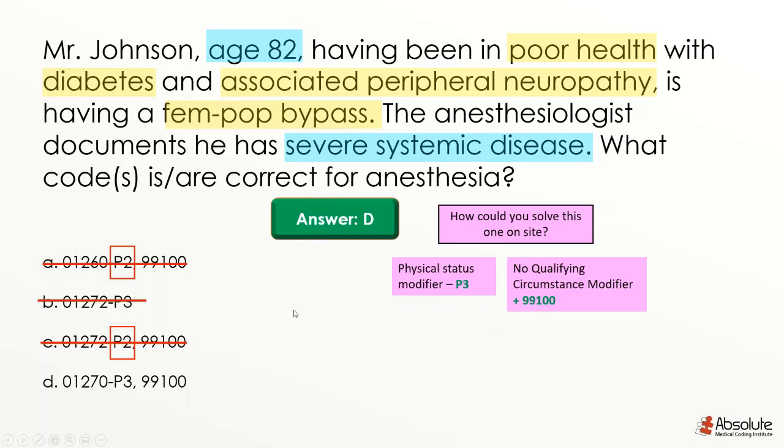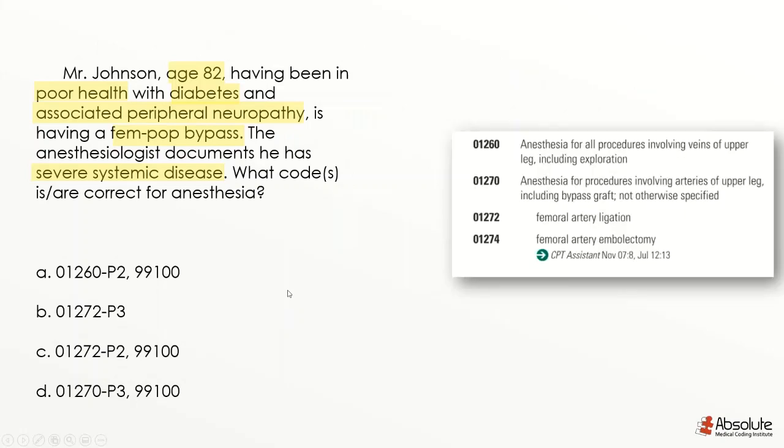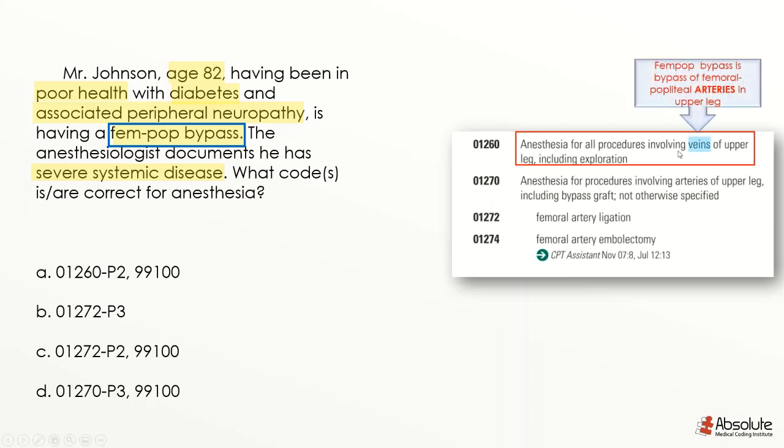All right. So we're going to go ahead, though. I'm going to show you how we do it by going through the codes as well, okay? I'm not going to stop there. I'm going to give you the whole picture. So here we go. We've got a fempop bypass for 01260. This is anesthesia for all procedures involving the veins. That's the sticking point right there.